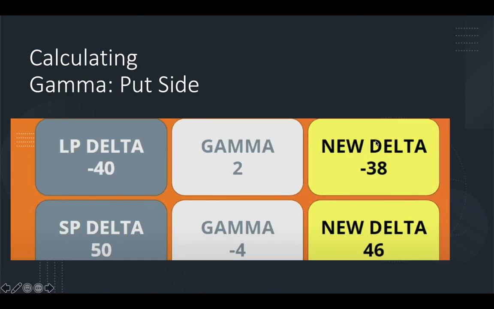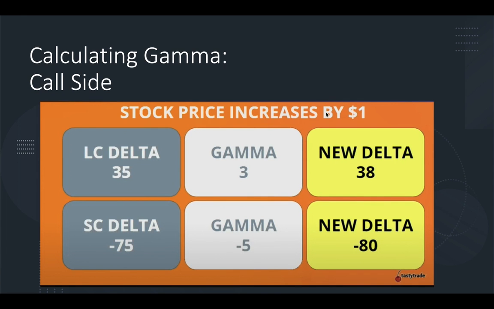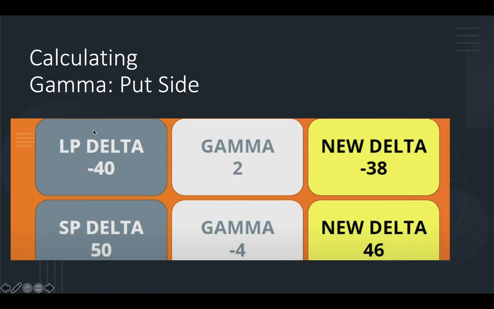All right, and then this is the same thing. Same situation, the stock is going to increase by $1, but now this is the put side, okay? So if we're long a put, we want the stock to go down, but if it increases by $1, our delta is going to change and be less. So if we have a gamma of 2, the stock moves up $1, now our delta is going to be 38. If the stock moved down by $1, our new delta would be 42, which is what we'd want.